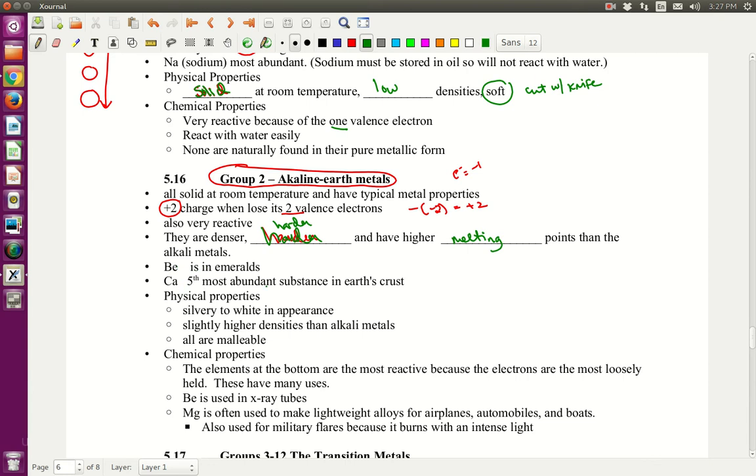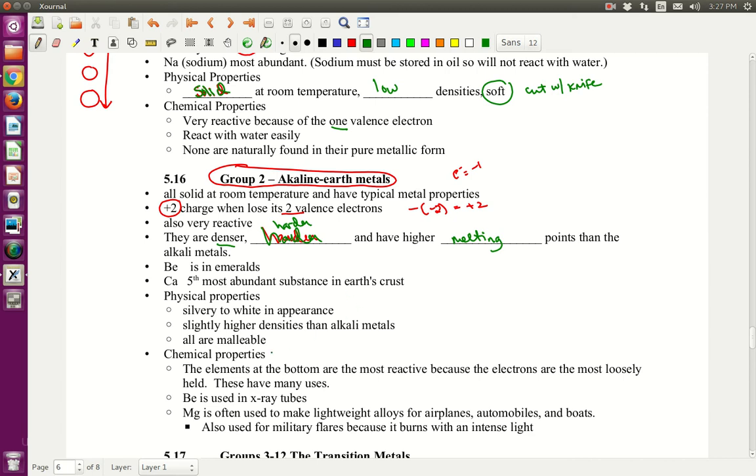Calcium is the 5th most abundant substance in the earth. The physical properties, they're silvery to white in appearance, slightly higher densities than alkali metals. It says right here they're denser, and they're all malleable. Remember, one of the properties of metals is that they're malleable. Okay, and they are actually much harder than group 1. It does say they're harder up here, but they're a good bit harder than group 1 metals.